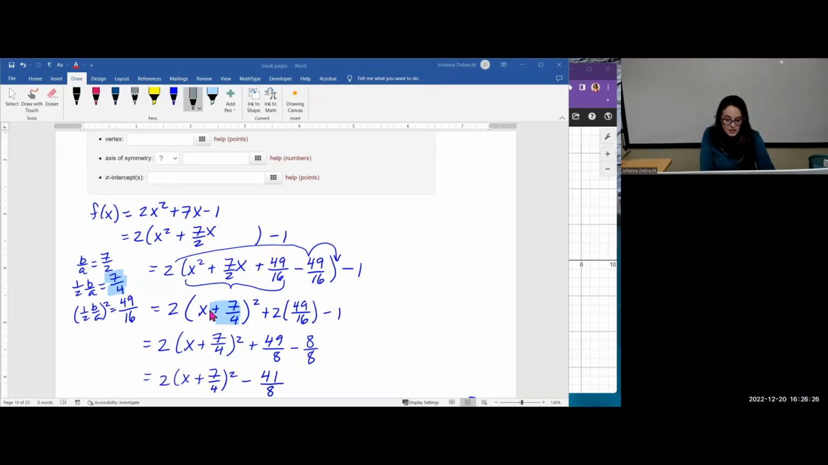Now, this number is going to be what shows up inside the binomial square. But to figure out how to force that to happen, I have to square that half of b over a, and I got 49 over 16. So I add that and subtract it. Now, the first 3 terms I factor as this perfect square trinomial becomes a binomial squared.